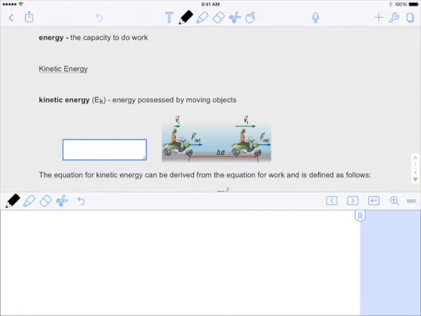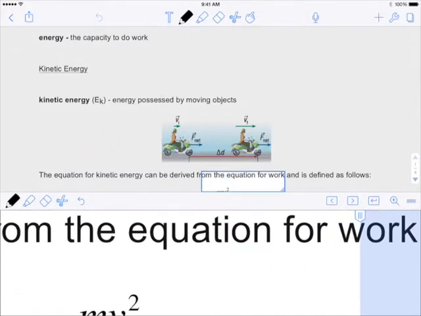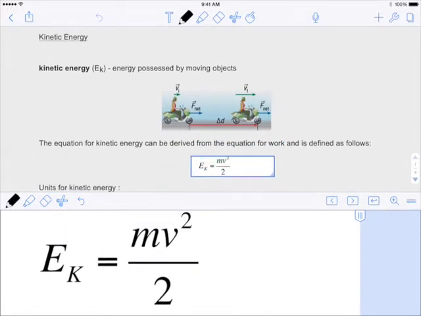They both have the same speed, but the elephant possesses more kinetic energy because he has a larger mass. And it takes more energy to get an elephant to move at 100 kilometers per hour. So two factors affect kinetic energy, and they are mass and speed.